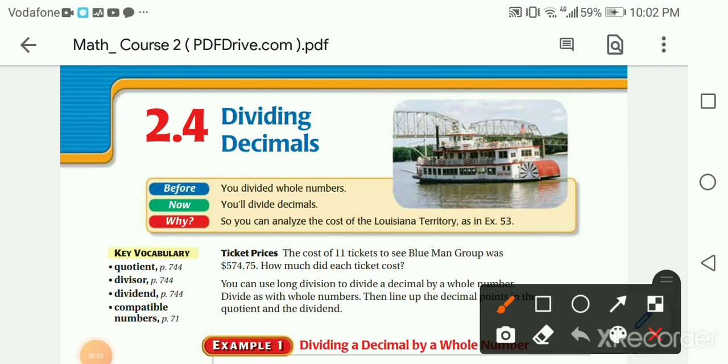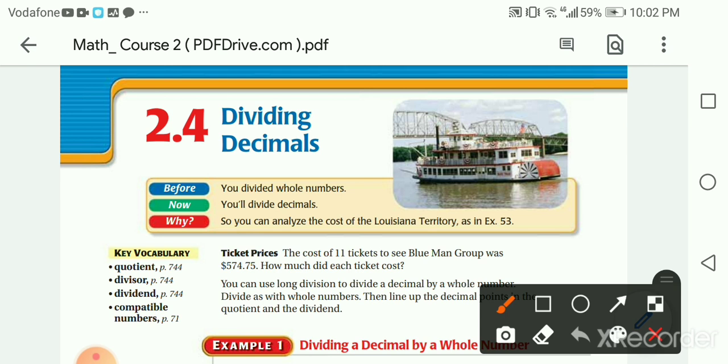I hope you're fine. Today we're going to talk about dividing decimals. Lesson 4 on Unit 2. Dividing decimals. Before, you divided whole numbers. Now you'll divide what? The decimals.